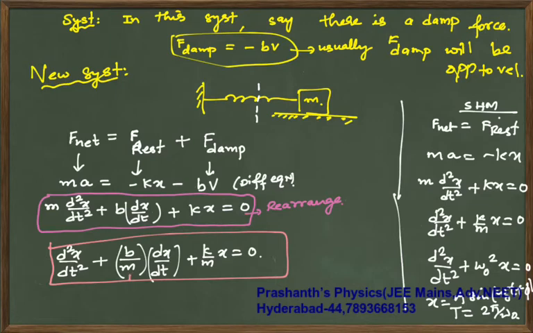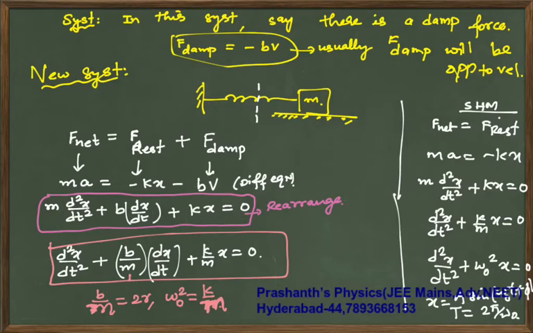Now, if you substitute b by m is equal to 2 gamma, and omega naught square, the frequency without damping, as k by m, your equation will become, after substitution, I will go to the next slide or page. So pause the video clip, copy this content. First try to understand it.